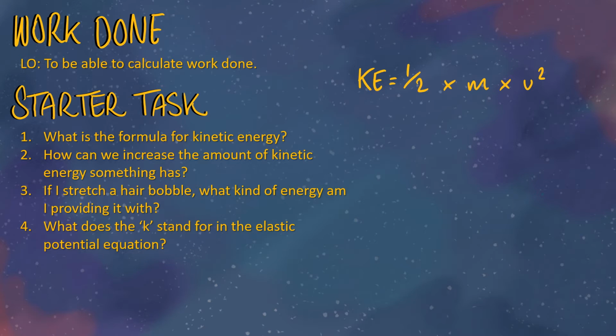Number two, how can we increase the amount of kinetic energy something has? If kinetic energy equals half times mass times speed squared, then if you increase the mass, that is going to increase the kinetic energy. If you increase anything on this side, it's going to increase what's on this side. So if you increase the mass or the speed, the kinetic energy is going to increase as well.